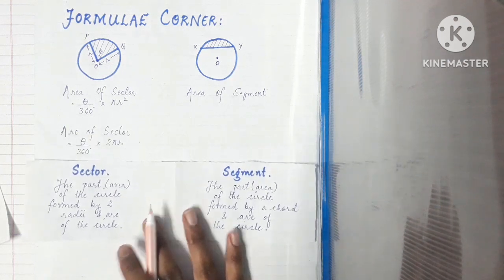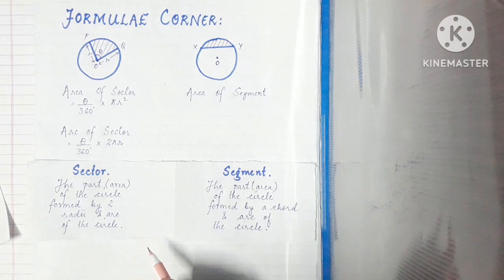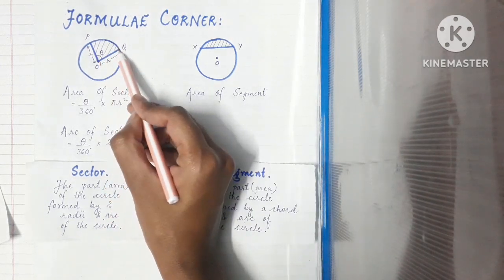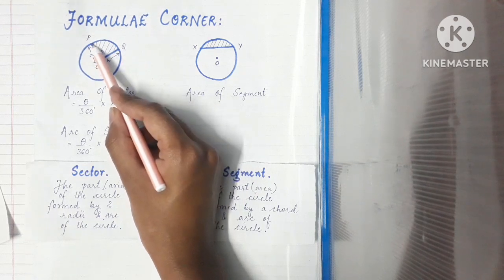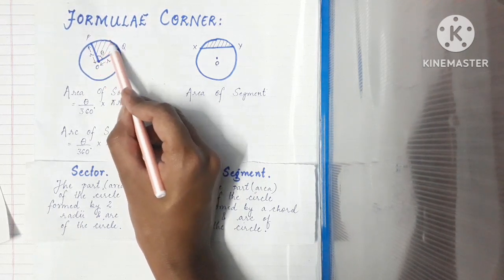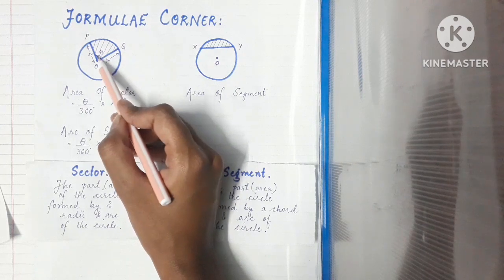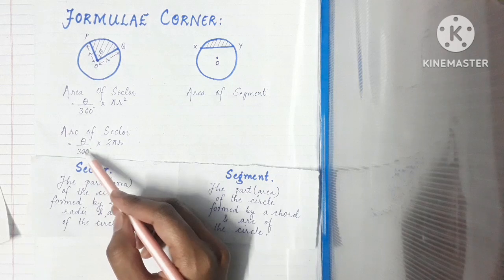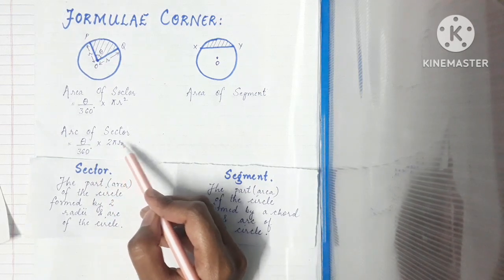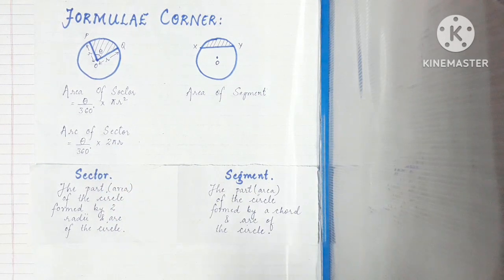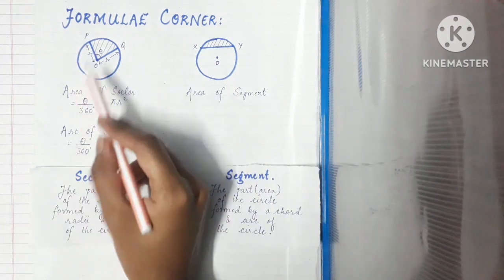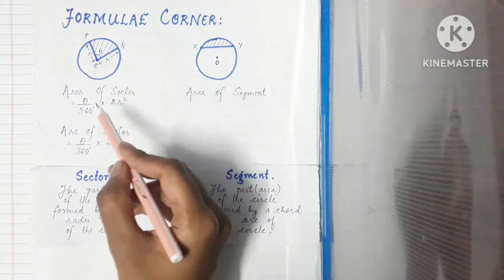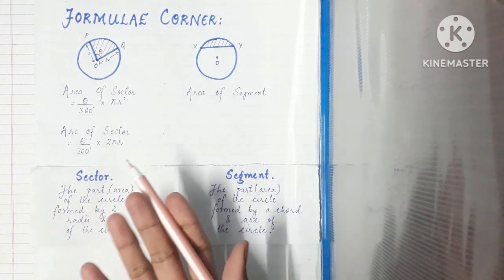Now the next is the arc of the sector. If the question asks you to find the length of the arc of the sector, the length PQ, and the angle theta is given, then what is the formula? Theta upon 360 degrees into 2 pi r. You just have to carefully look at the figure, see what is given in the question, and then simply apply these formulas and you will directly find the result.